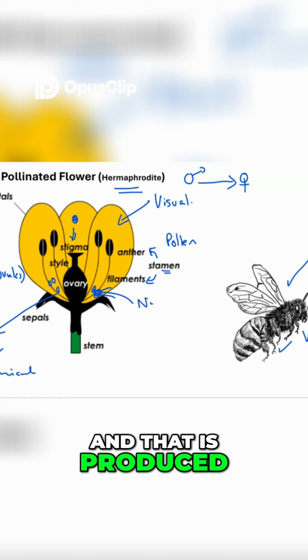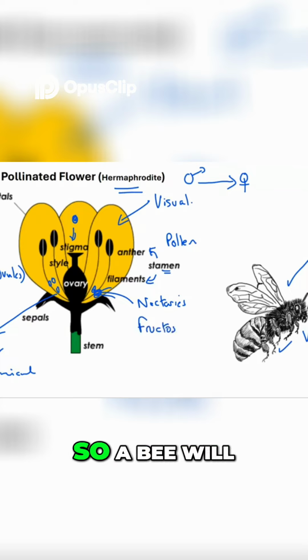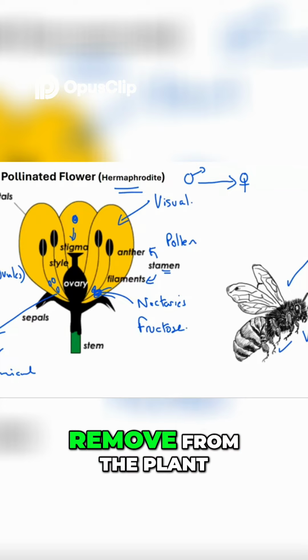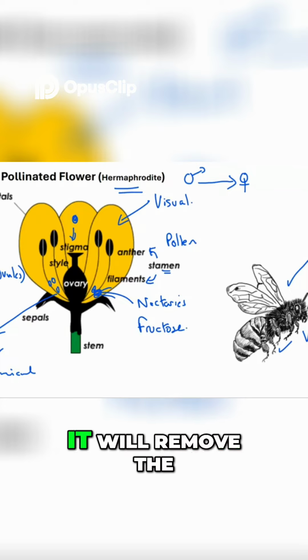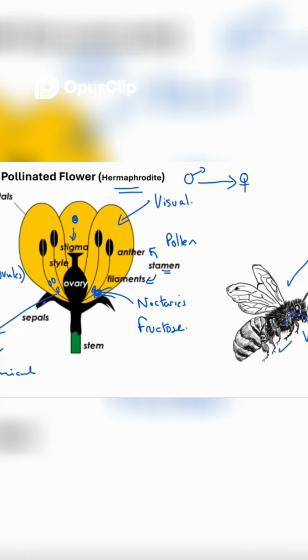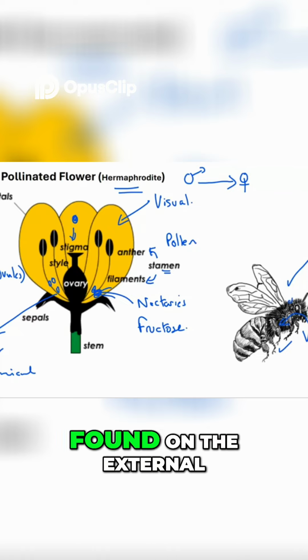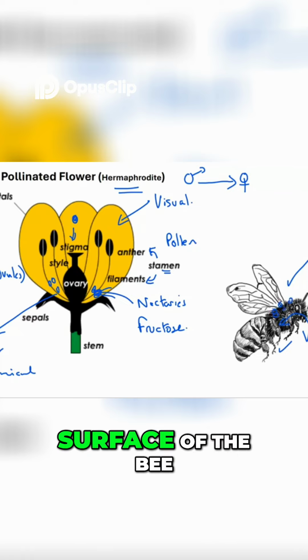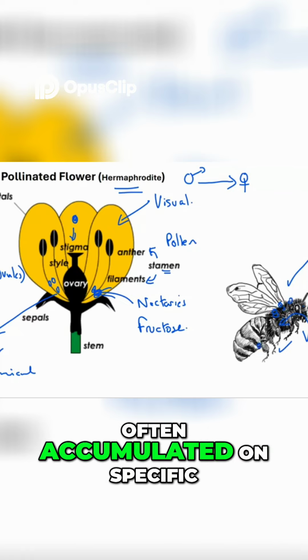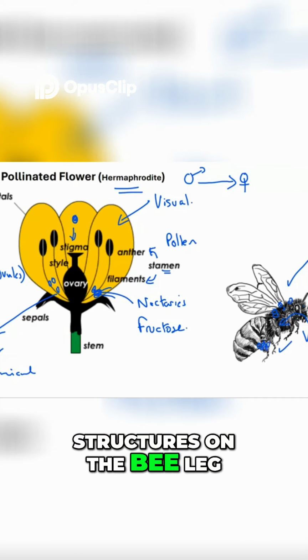And that is produced in nectaries and takes the form of fructose. So a bee will remove the fructose from the flower, which it will ingest, and pollen will be found on the external surface of the bee, and in fact is often accumulated on specific structures on the bee leg.